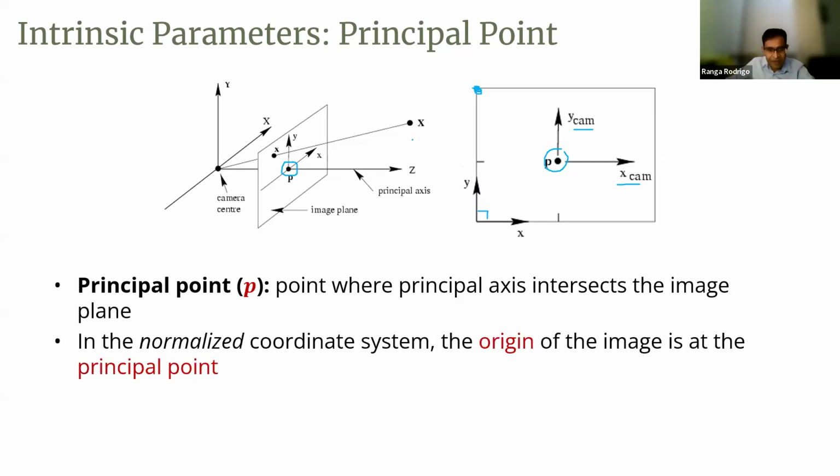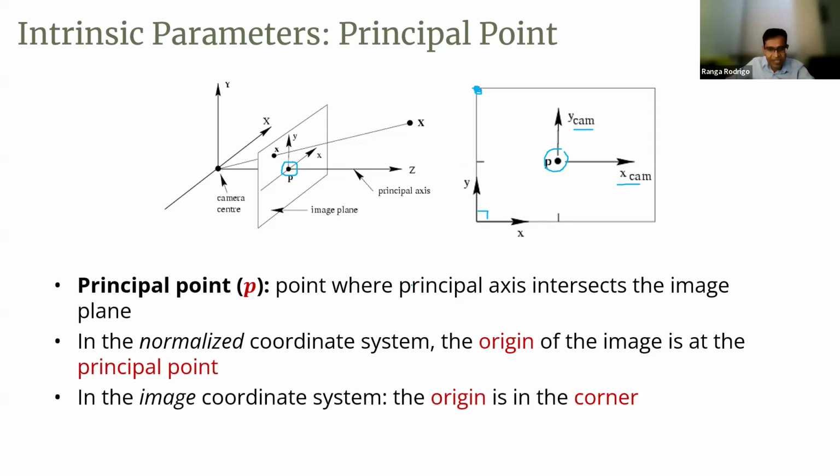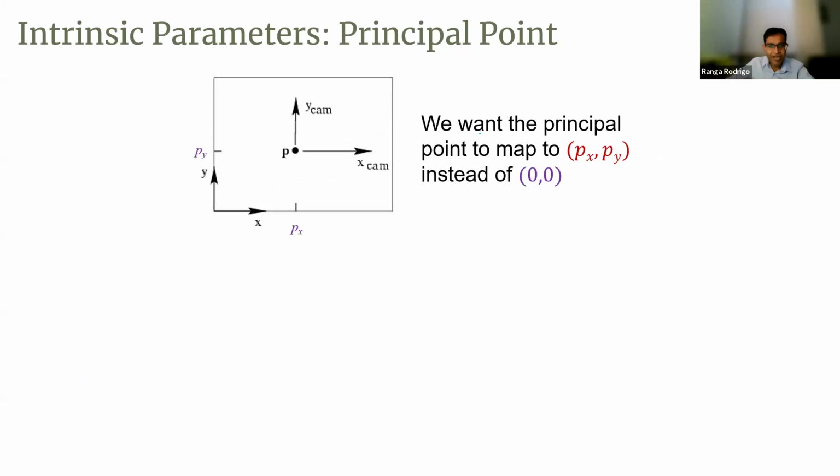Yes. So in the normalized coordinate system, the origin of the image is at the principal point. In the image coordinate system, the origin is in a corner. So let's do that transformation. We want the principal point to map to px, py instead of 0, 0. Therefore, in the equation that we had earlier, f times x divided by z, we have to add px. Then the trick is done. y equals f times y divided by z, we have to add py.